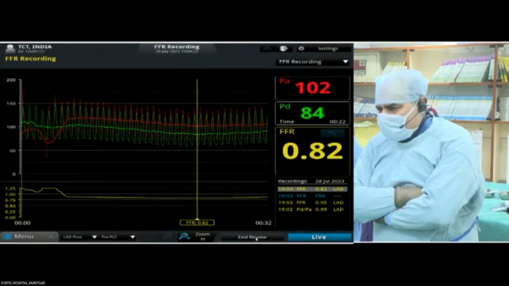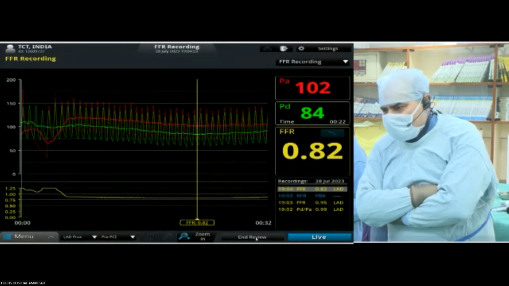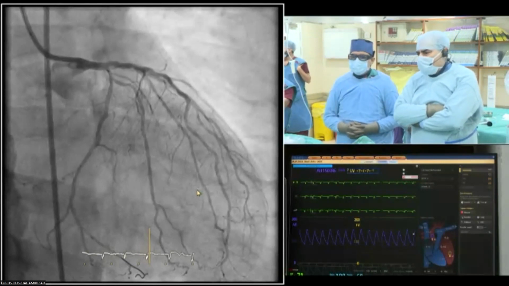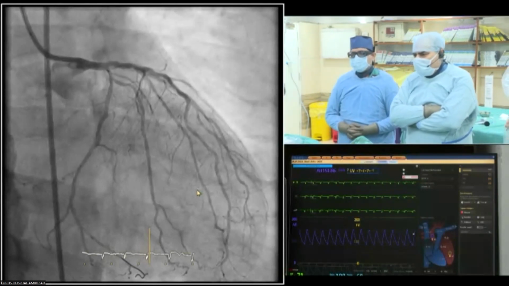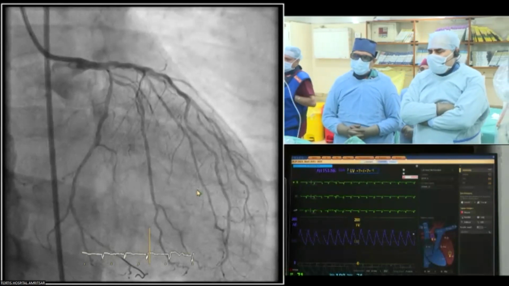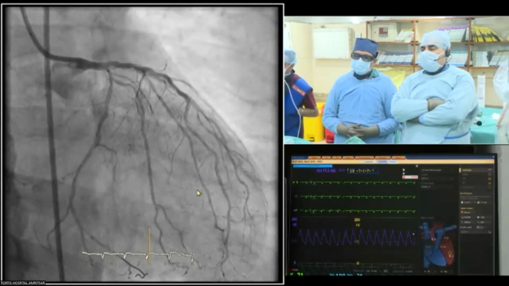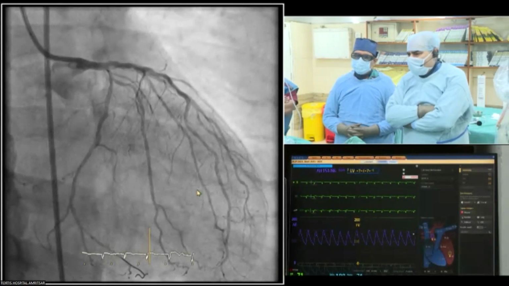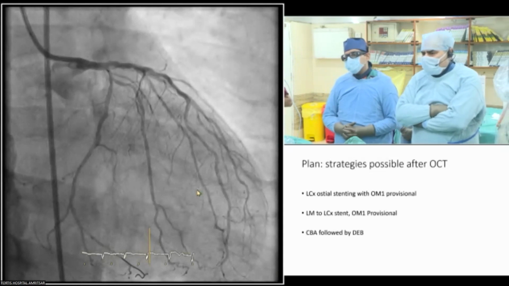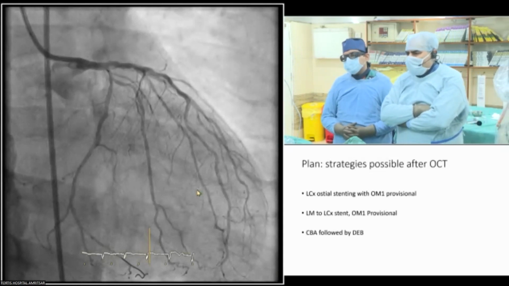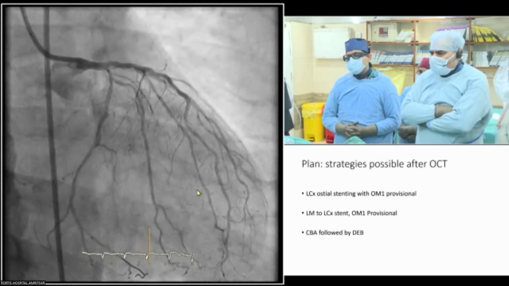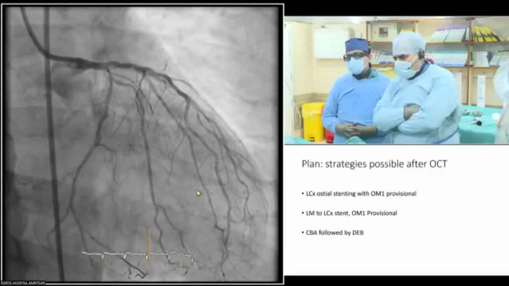Just as you are saying, there are three possible strategies which we could use here. One is, of course, to try to do an ostial stenting of the circumflex and keep the OM provisional. The second strategy is to stent from the left main to the circumflex, which makes it very complex because there is a lot of disparity between the left main size and the size of the circumflex. And the third option is balloon dilatation followed by a drug-eluting balloon.